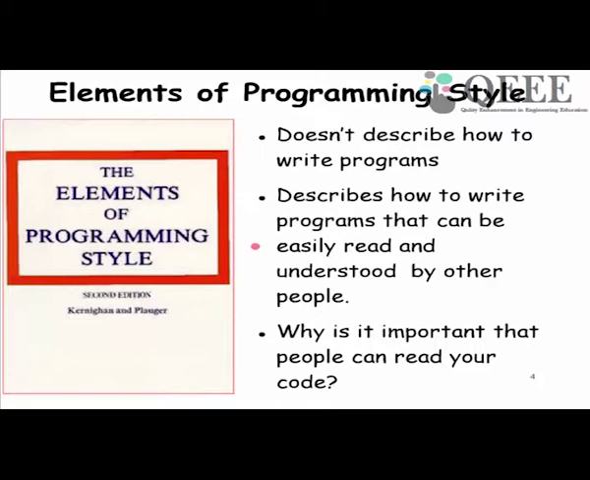So, the programming style doesn't tell how to write the program, whereas the program development style tells how to write the program. The programming style just says that once you know what to write, then write the program in such a way that it is easy to read. Anybody can read and understand. But then the question comes: why is it important for somebody other than the author himself to read the code?